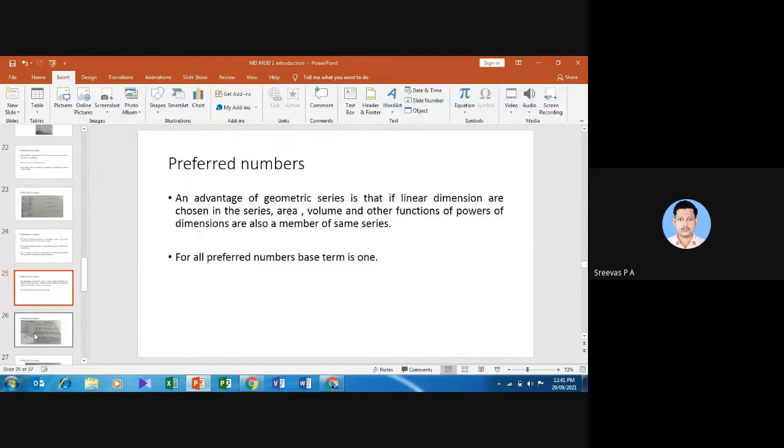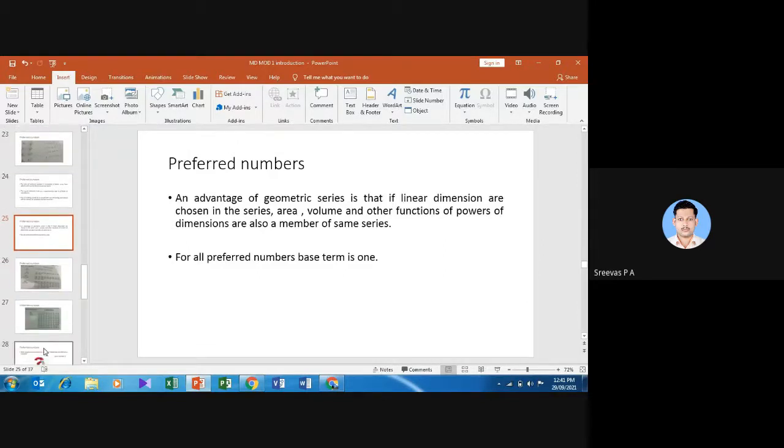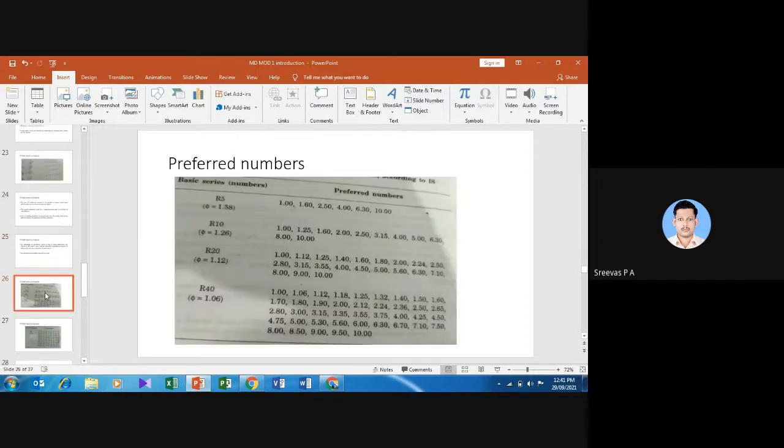Then multiply each element by the common ratio. The common ratio will be the successive root of 10. That is, if it is R5, the fifth root of 10, like that. So this is a table showing preferred numbers in each series.